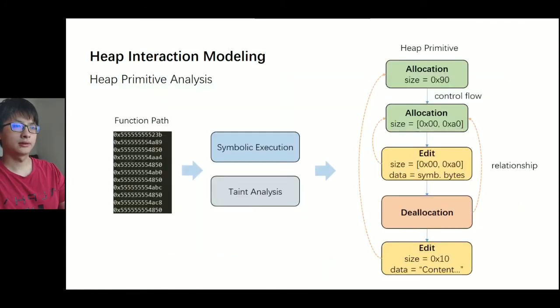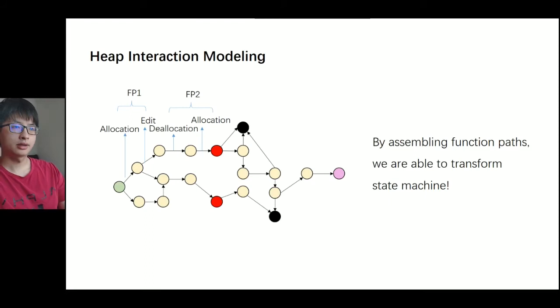Next, we execute function passes dynamically. We symbolize all input bytes and track instructions interacting with the heap region. If any attribute of heap primitives is symbolic, HAEP will record the range of it. With state analysis, we are able to reason about the relationship between heap primitives. The relationship helps us find the right heap primitives that can deallocate or edit a heap object allocated by other primitives. So why do we model heap interactions in this way?